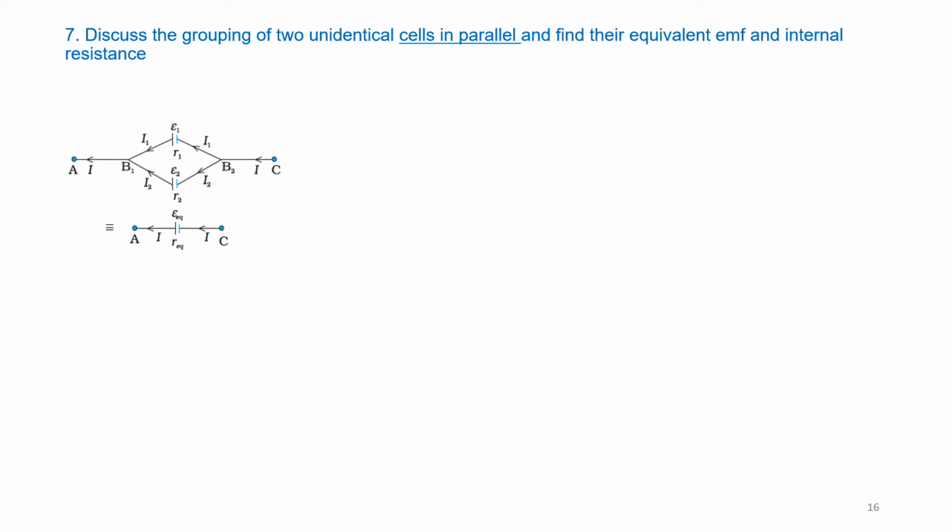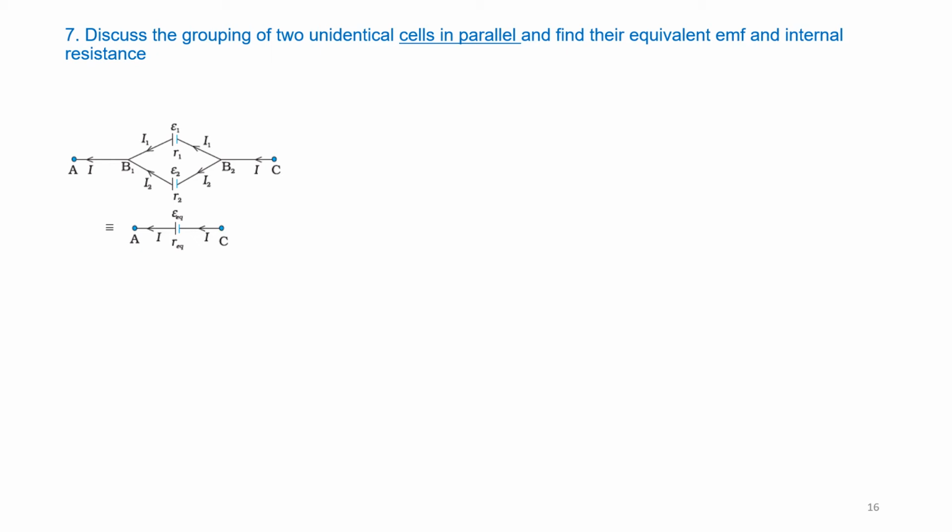Two cells E1 and E2 are connected such that both their positive terminals are combined and connected at terminal B1. Similarly, both the negative terminals are connected at B2. B1 is connected to terminal A and B2 is connected to terminal C. This is called the parallel combination. That is, one is up and the other one is down, positive to positive, negative to negative. These are the two parallel cells.